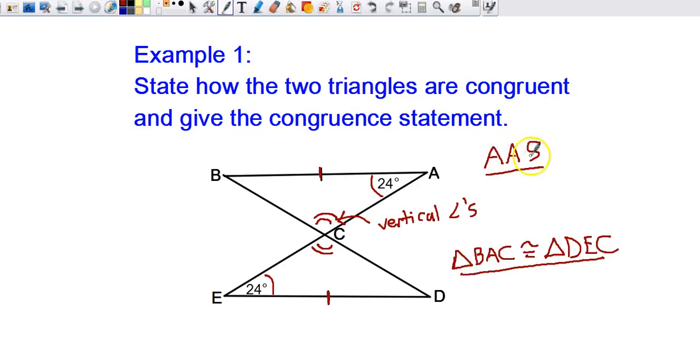This is the reason. This is how, okay? So this is your how. Let me write that on here. And this is the congruent statement. Let's look at another example.